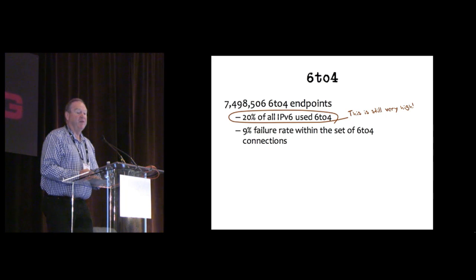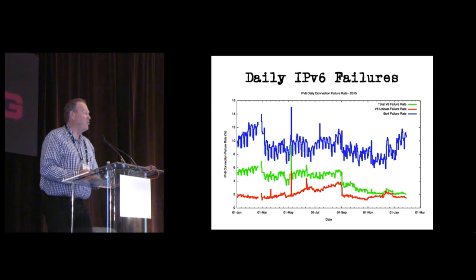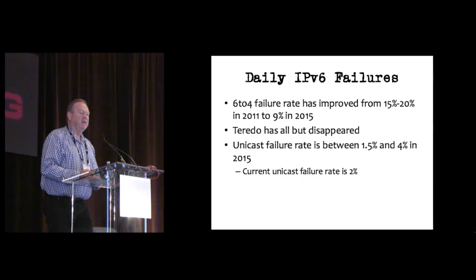Of all of the IPv6, 20% is inside the set of 6to4, 9% of 6to4. So what can we say there if we break it all up? The blue is the failure rate of 6to4. It's still really high. The green is the total, and the red below that is the unicast, the stuff that isn't being tunneled. So V6 is okay, but it's still not brilliant. Teredo has disappeared, and unicast V6 is failing at around 1.5 to 4%.